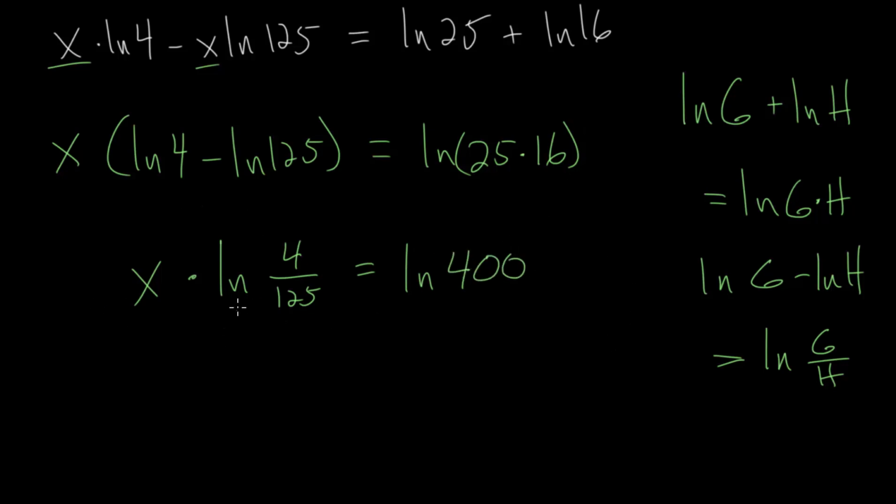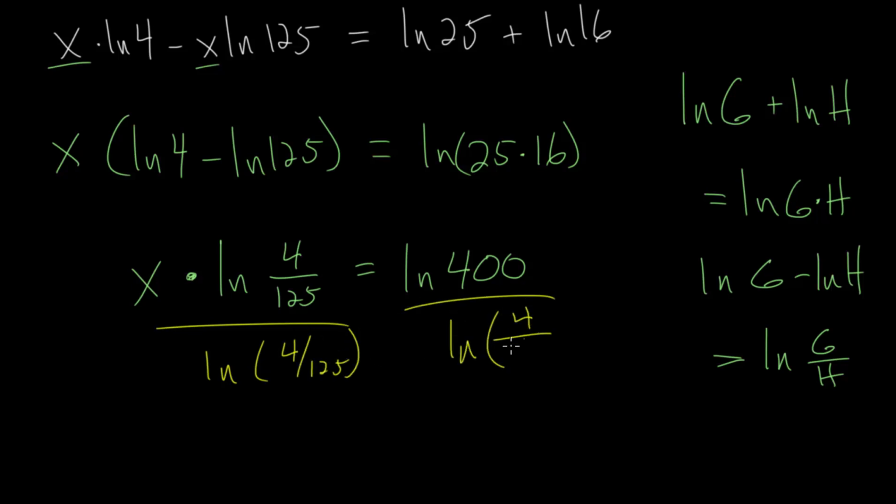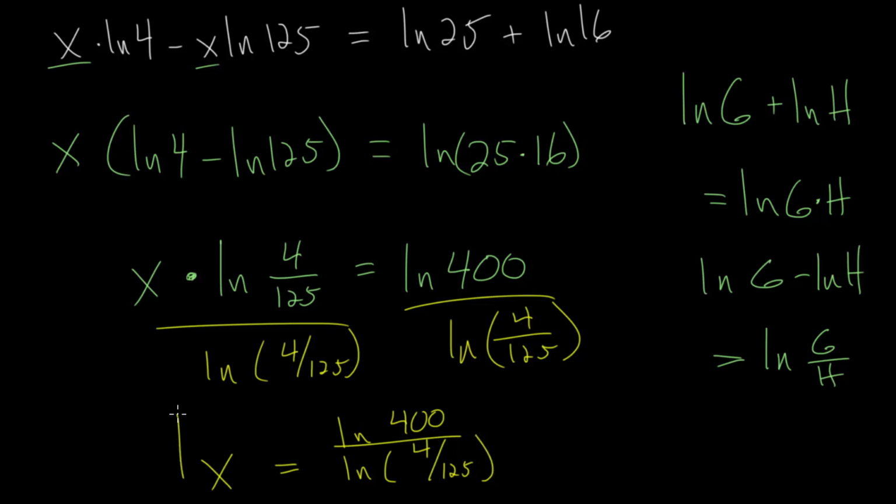And lastly, we can divide both sides by this factor here, this natural log of 4 over 125, to cancel out this multiplication. So let's quickly do that. And we need to do it to both sides. But this will isolate x, so that x is now equal to the natural log of 400 divided by the natural log of 4 over 125. And this should be our final answer, though if we want, we can also find the decimal approximation to this.